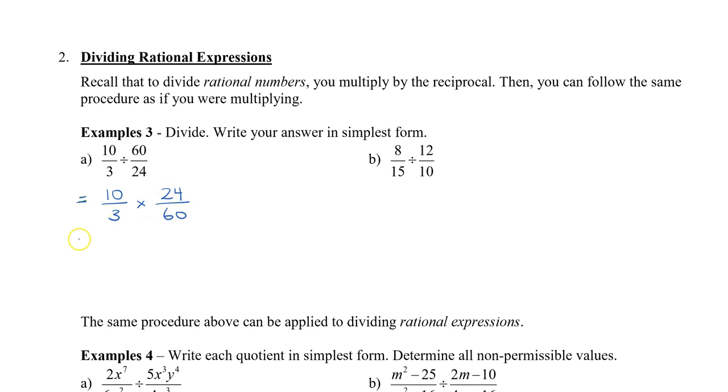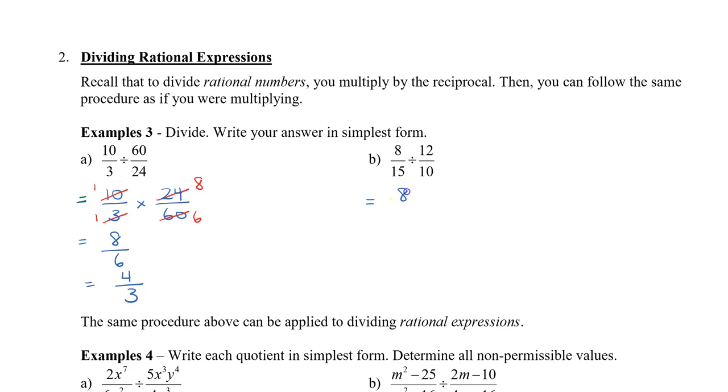Now I'm going to do this the quicker way, just by canceling. So I can see that 3 goes into itself once, 3 goes into 24, 8 times. The 10 goes into itself once, 10 goes into 60, 6 times. So I'm left with 1 times 8 in the numerator and 1 times 6 in the denominator. And this can reduce to 4 over 3.